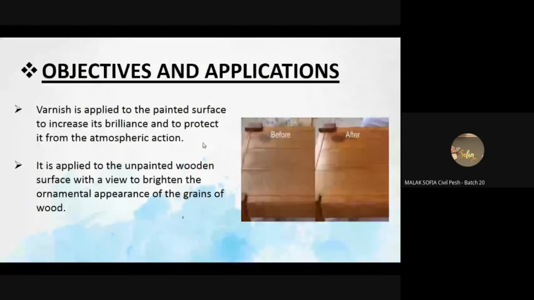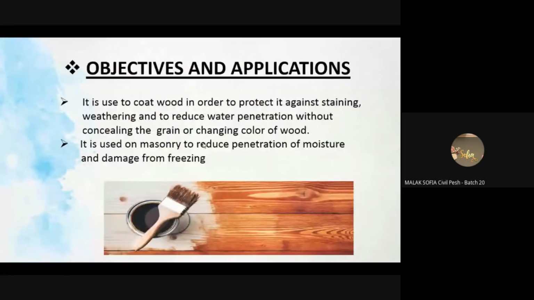And the most basic part is to protect it from atmospheric action, like the actions of chemicals and corrosion. That is the utmost part of varnish. It is applied to the unpainted wooden surface with a view to brighten the ornamental appearance of the grains of wood. I already told you that we apply varnish to enhance beauty but not hide the real texture. If we apply paint, it will hide the real texture, but varnish just enhances the grains. Even more, the grains become more visible. You can see in the picture how beautiful the wood then looks.